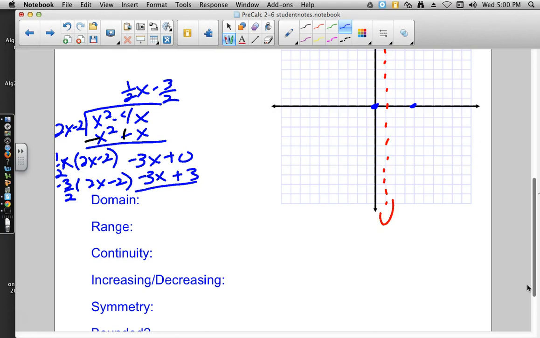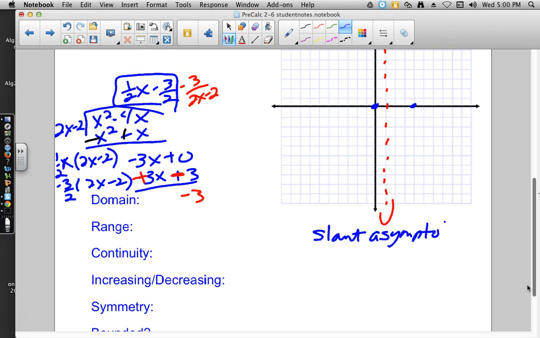So then we need to change the signs and add, and that will give us a negative 3 for a remainder. But notice how I changed colors here, and that's because we don't need that remainder. This was what we needed for that slant asymptote. So the slant asymptote is going to be at y equals 1/2 x minus 3/2.